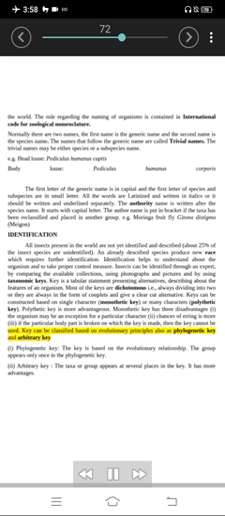Key can be classified based on evolutionary principles also as phylogenetic key and arbitrary key. Phylogenetic key. The key is based on the evolutionary relationship. The group appears only once in the phylogenetic key. Arbitrary key. The taxa or group appears at several places in the key. It has more advantages.